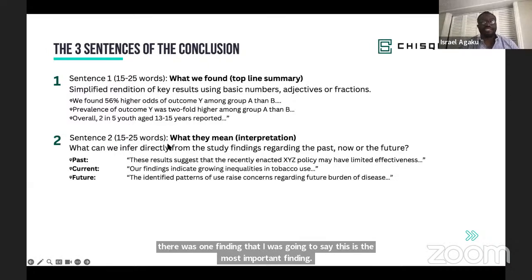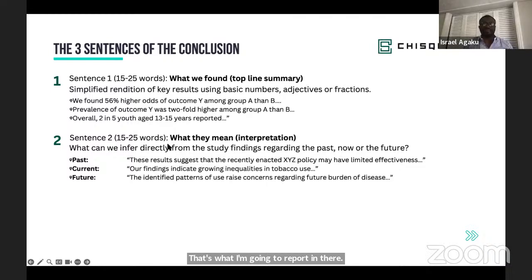Then the second sentence, what does this mean? So in the first sentence, you are just explicitly stating what the study found. But what does it mean, right? So this finding means that XYZ, that it's clear from this finding that this policy is not working or that inequalities are increasing. So in other words, you are looking beyond the surface and saying, in real world practice, this is the implication of this finding.